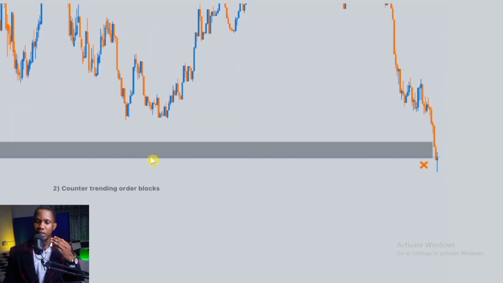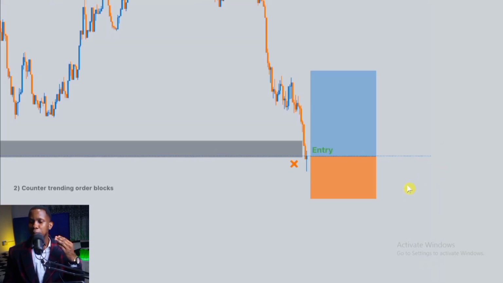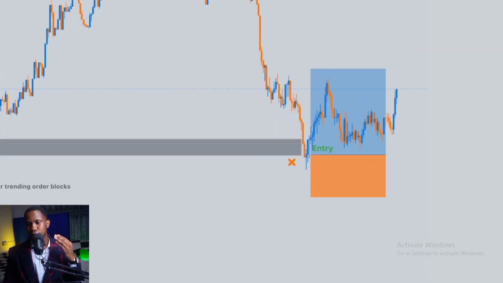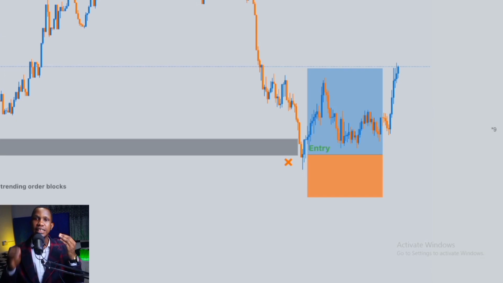You wait for this counter trending order block to be taken out first, before then you make your entry, stop loss below this level, and you target at least a 1:2 risk to reward ratio. So let's see how the trade unfolds. Okay, and that is a full take profit for us, guys.